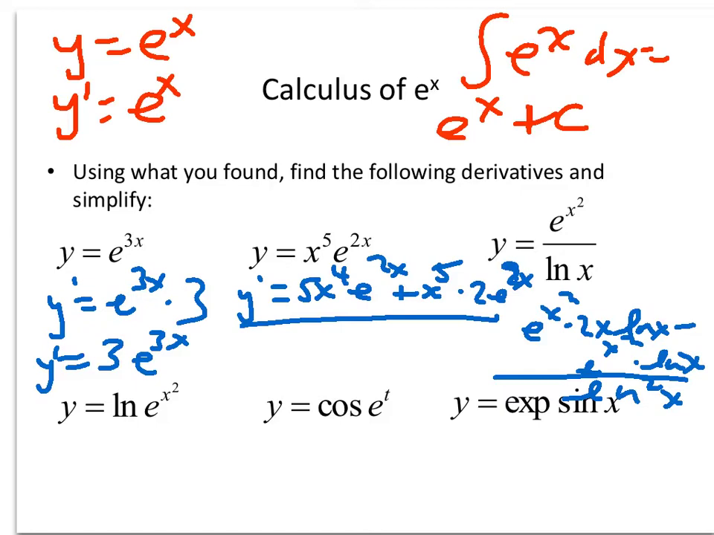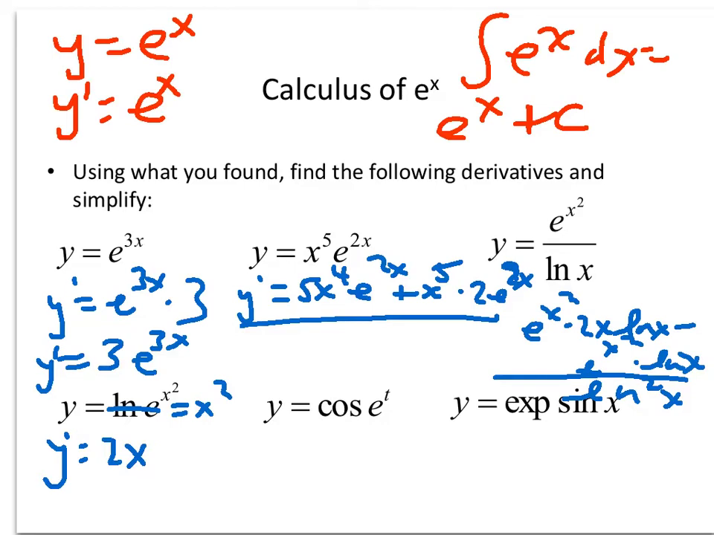Here's another one. I could derive this as natural log of e and say it's 1 over that something times the derivative of that something, or I can realize the natural log and e are going to cancel each other out, and so this equation is really x squared, and so the derivative is 2x. The key here is remember that natural log and e are inverse functions of one another. They undo one another, so I can simplify this equation and make this a lot easier derivative to come up with.